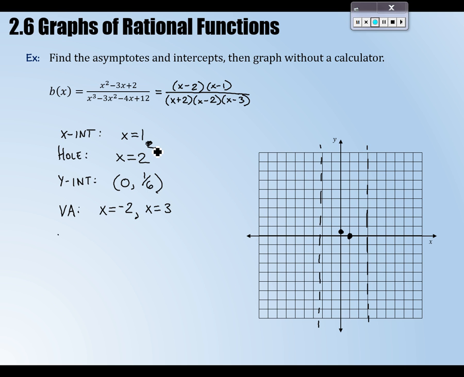What else, Maddie? Oh, you actually want to find the y value of the hole. All right, well, you could do that. I'm just going to throw it on there: (2, 1/3), just somewhere in there. Okay. And then what else do we have, guys?